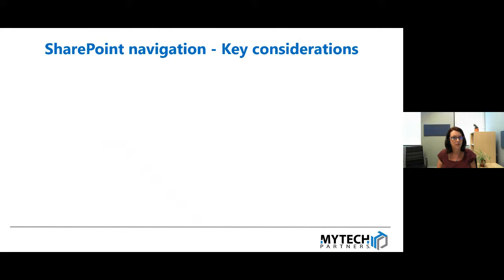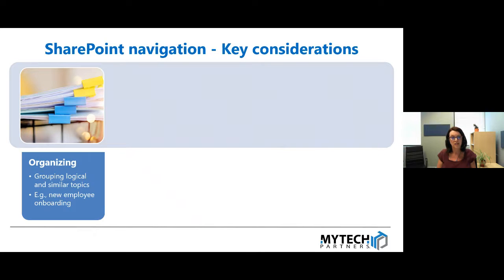Some key considerations with SharePoint navigation that I just want to highlight. One is organizing. So what I find works really well is trying to group logical and similar topics together. One great example of that is new employee onboarding. This often pulls from different areas of your SharePoint sites. It could be finance, it could be HR, but if we have a collection, a link that links to anywhere that person needs to go, that makes a lot more sense.